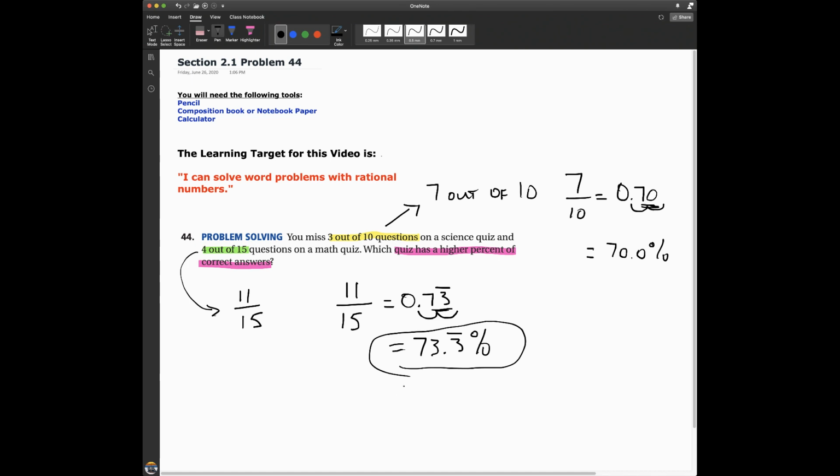All right, so that's how you can solve a problem using rational numbers. We turn them into decimals, and we can compare those decimals. We also learned how to turn a decimal into a percent, which we will come back to at the beginning of chapter 6. So that's it. That's all I got for now.